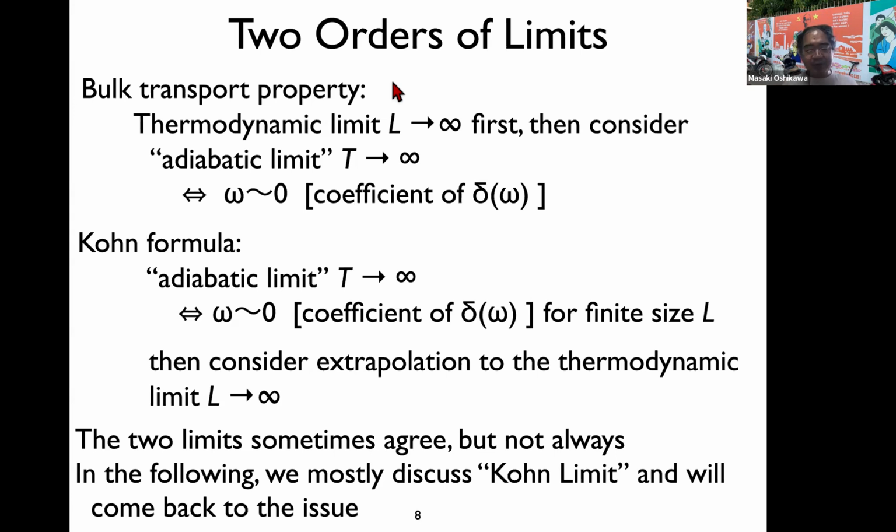Then find the coefficient of delta omega that should give the Drude weight characterizing the bulk property. But if you use the Kohn formula, then you first consider a finite size system, then consider the derivative of energy, but that is the ground state energy. So effectively, you are taking the adiabatic limit first, and then after that, consider extrapolation to the thermodynamic limit. And these two limits sometimes agree, but not always agree. So that can be a problem.